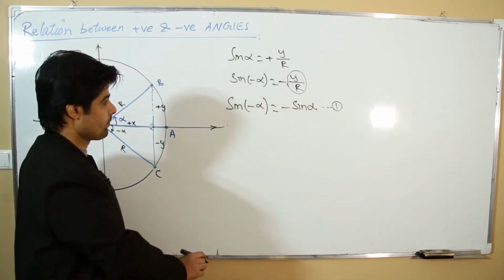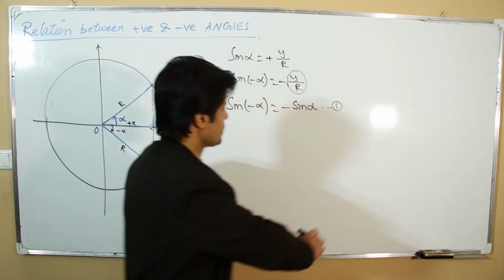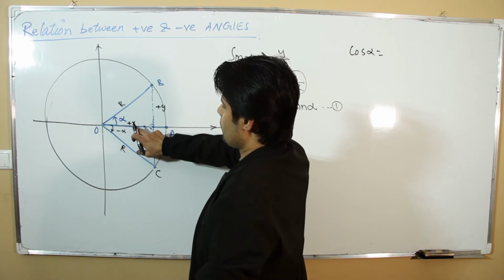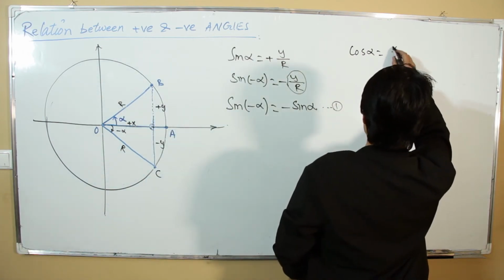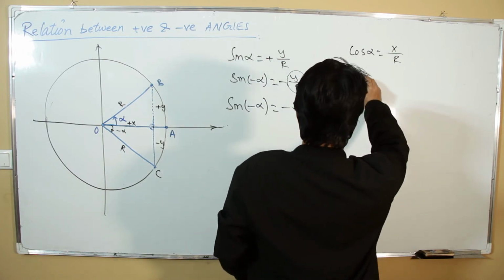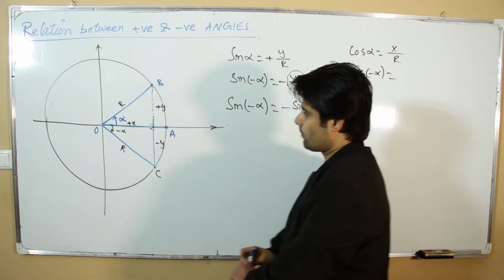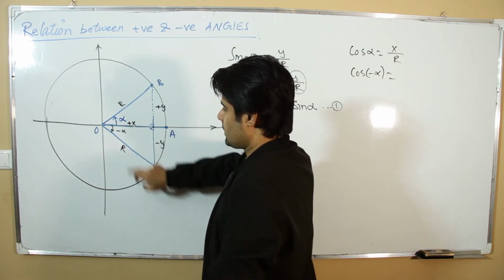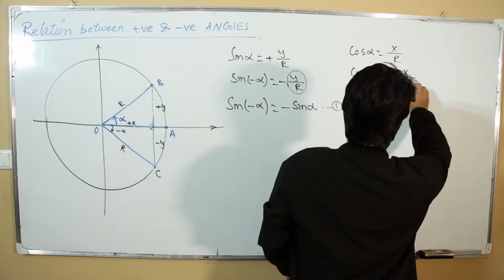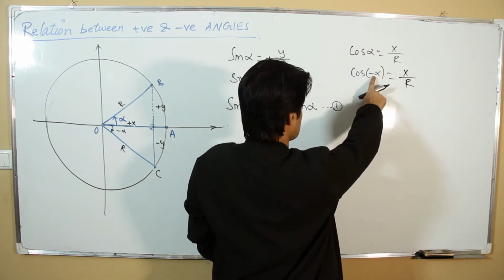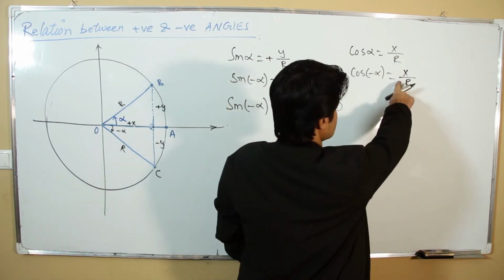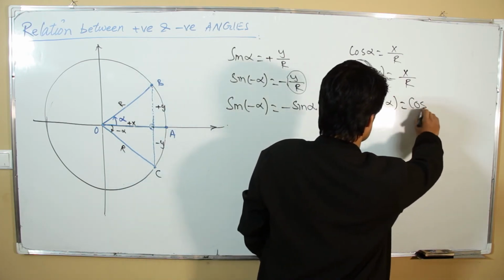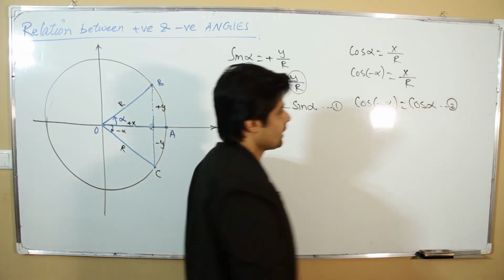Now, come to cosine. Cosine of alpha is positive x divided by r. Come to cosine minus alpha. It's here. Now adjacent divided by hypotenuse: positive x divided by r once again. So it means cosine of positive alpha and cosine of negative alpha are the same. Why? Because the values are the same. So we can say that cosine of negative alpha is the same as cosine of alpha. This is your second equation.